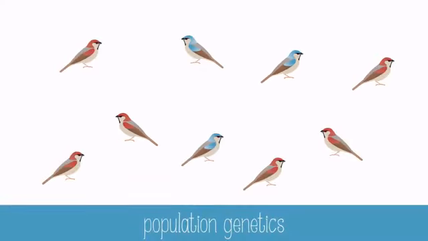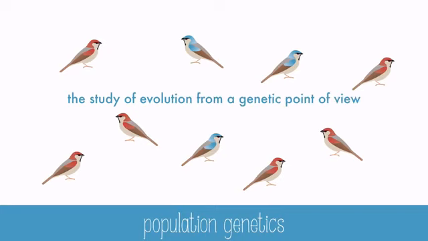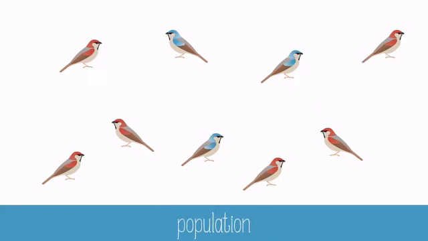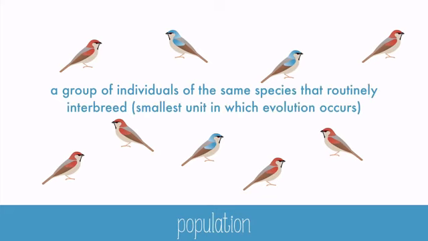Population genetics is the study of evolution from a genetic point of view. When evolution in a population occurs at the genetic level, it's sometimes called microevolution. It's a change in the collective genetic material of a population. Recall that a population is a group of individuals of the same species that routinely interbreed. Populations are the smallest unit in which evolution will occur.